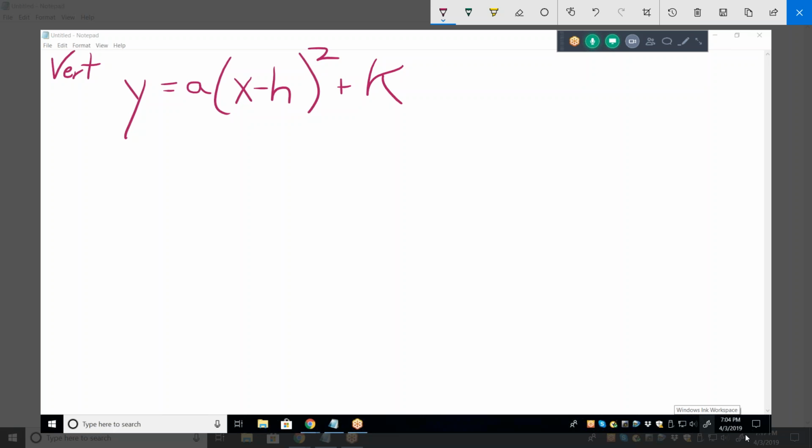So this is a really valuable format. If you can get it into vertex format, then you can graph it really easily. So I'm going to give you one and show you how to take something that's in standard format and put it into vertex format. Okay.